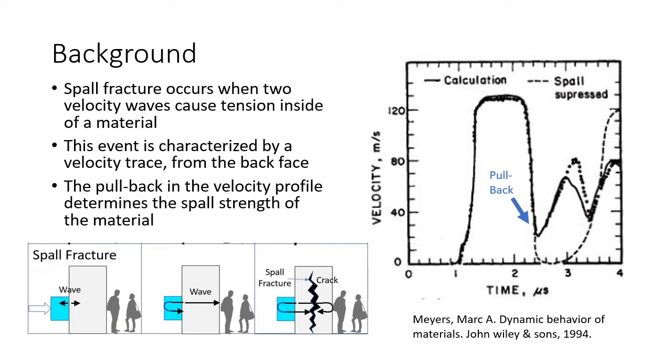You can see in the right diagram, there's a velocity trace, and the pullback velocity in the profile, as you can see after the dip in the main plateau, is the pullback velocity, and that magnitude determines the spall strength of a material.